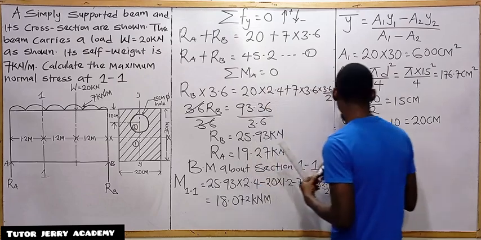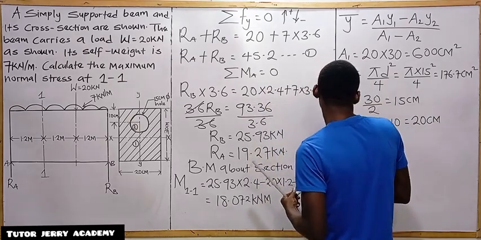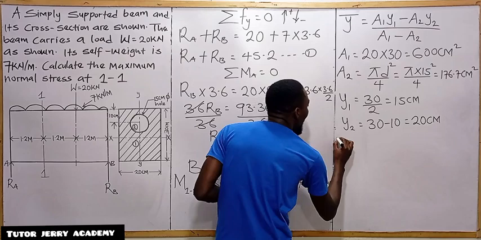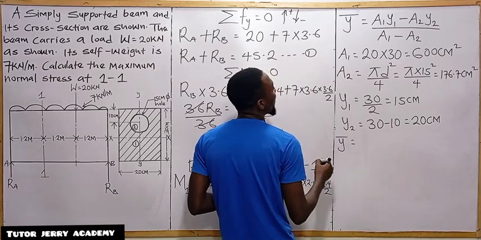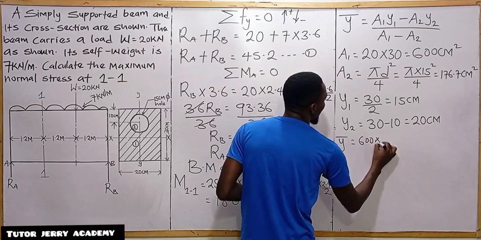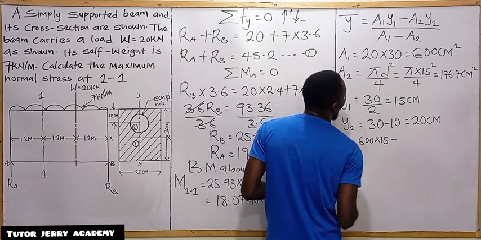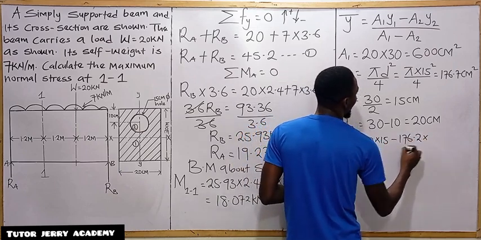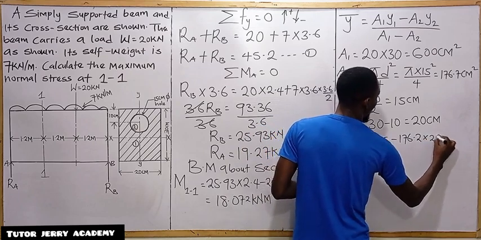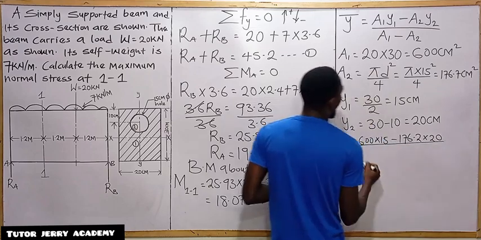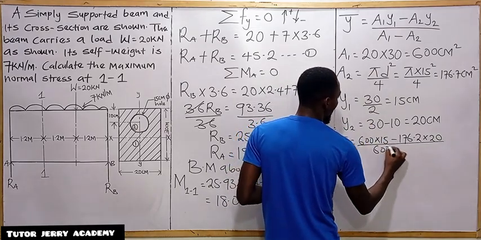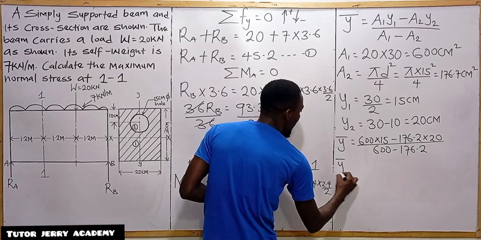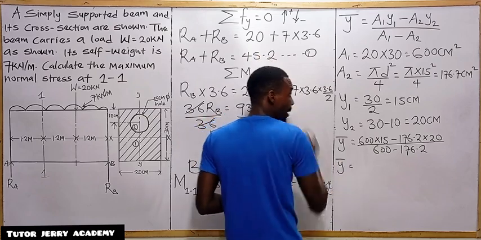All right, so now the next thing we are going to do is for us to substitute these parameters here. So we are going to have our y bar to be equals to A1. A1 is 600, then multiply by y1, which is 15, minus A2. A2 is 176.7, then multiply by 20. Then everything divided by what? A1 minus A2, 600 minus 176.7.